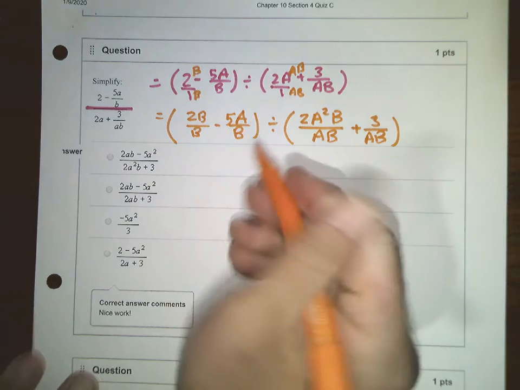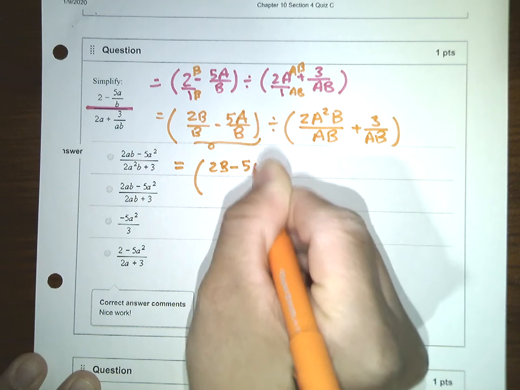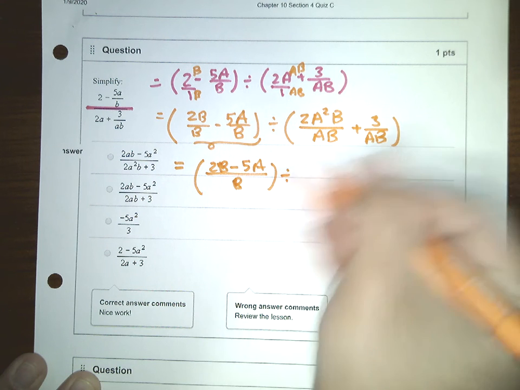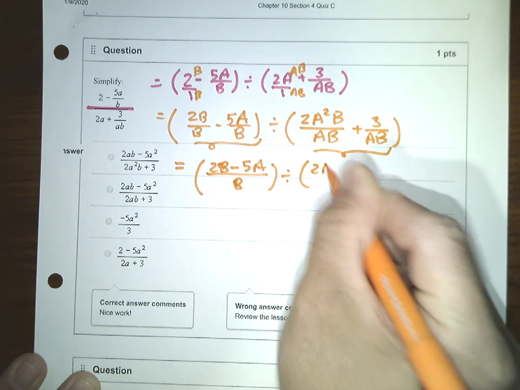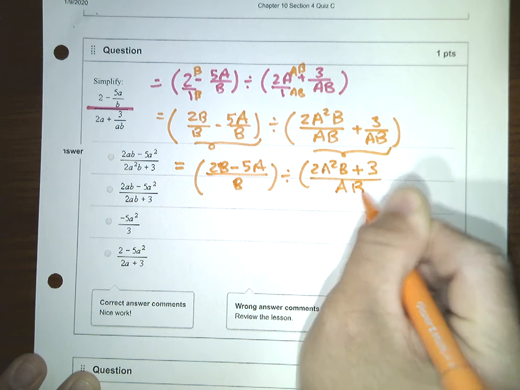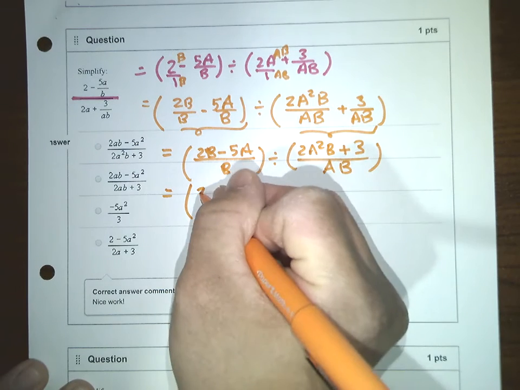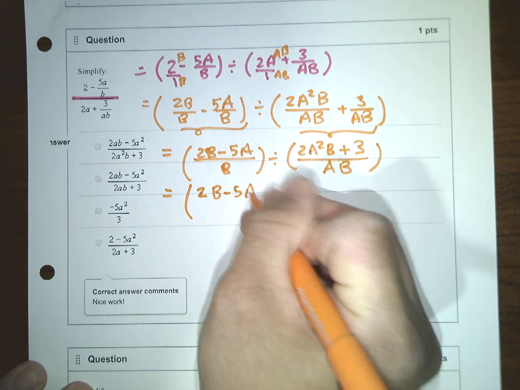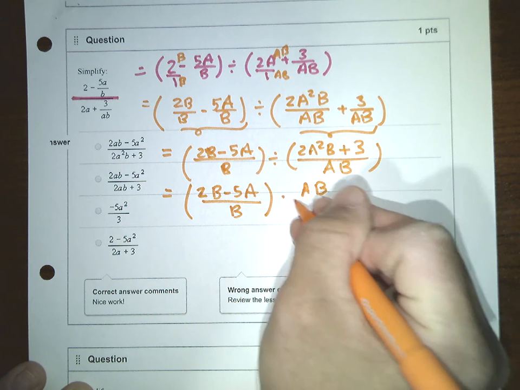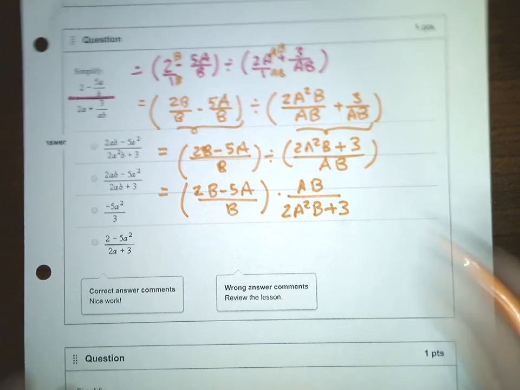So it is going to be (2b minus 5a) over b, and then divided by, I'll do the addition here, (2a squared b plus 3) over ab. And then I'll multiply by the reciprocal, so I'll have (2b minus 5a) over b, times ab over (2a squared b plus 3).